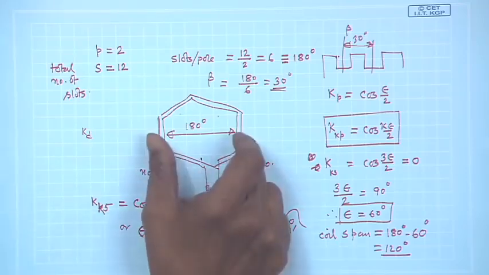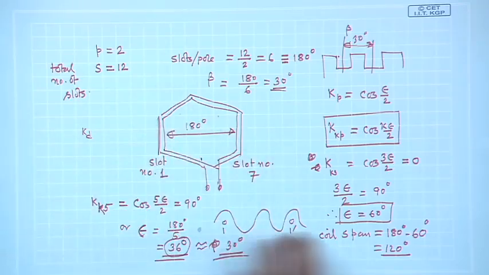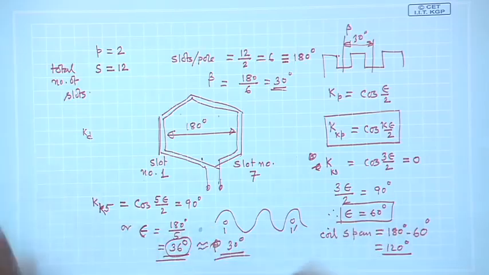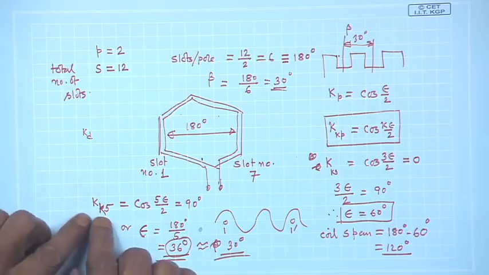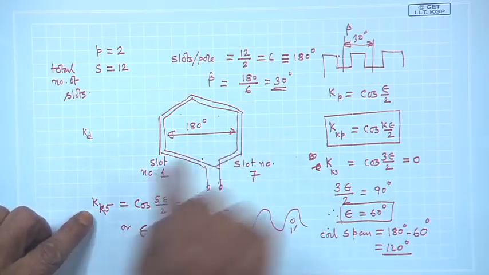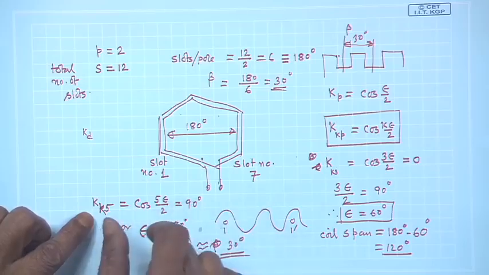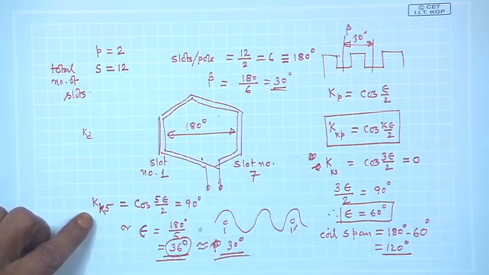It is short of full pitched by 2 slots, and then I will get it. If you want to eliminate, say, the fifth harmonic, for some reason or other you do not like the fifth harmonic, in that case what will be the case? The third harmonic I do not mind, I mean, something academic exercise I am telling. If I want to reduce the fifth harmonic, then I will try to examine by what angle I should short chord the full pitched coil. This is cosine 5 epsilon by 2, set it to 0 because cosine 90 is 0.